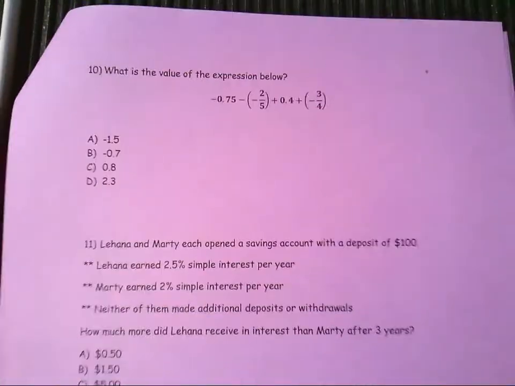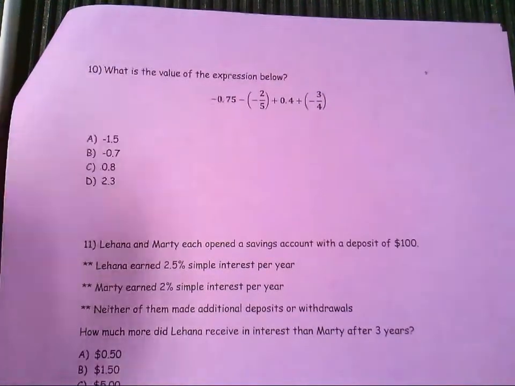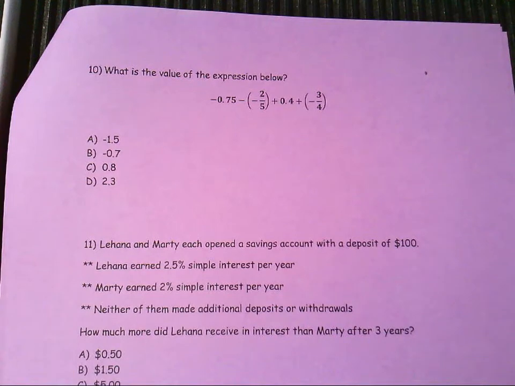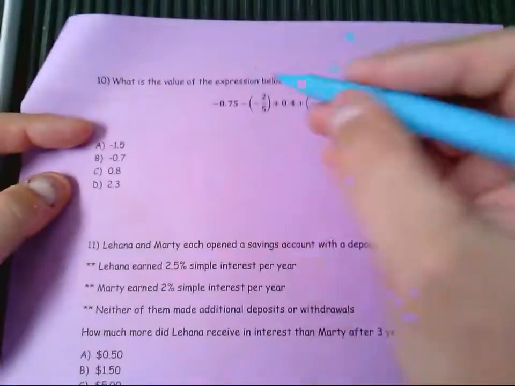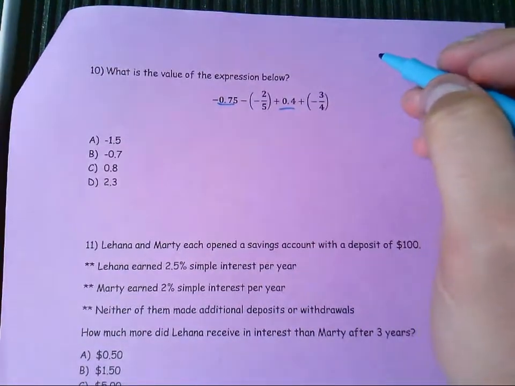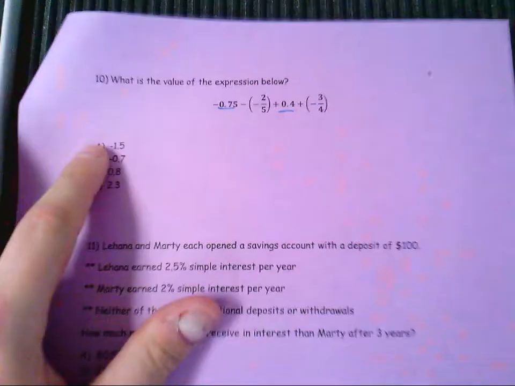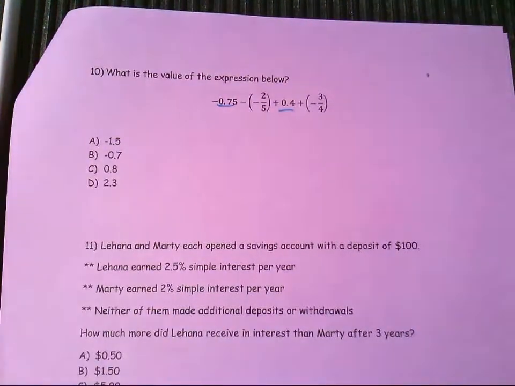Number 10. What is the value of the expression below? Once again, notice how we got 2 negative answers and 2 positive answers. So if we can just get the sign first. The other thing you're going to notice is that you've got fractions and you've got decimals mixed in. So whenever we have fractions and decimals mixed together, we want to either make them all decimals or all fractions. And because my answers are all in decimal form, I want them all decimals.